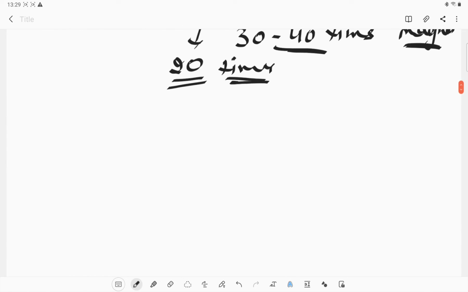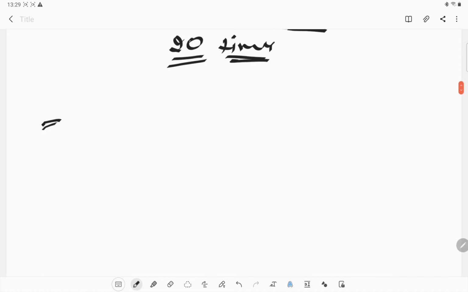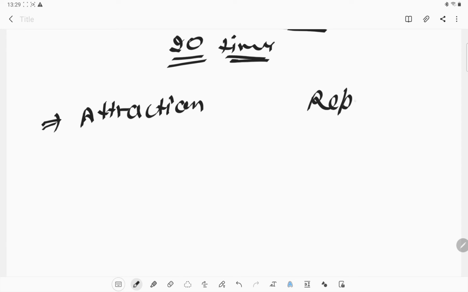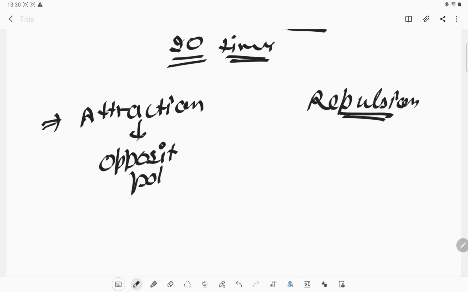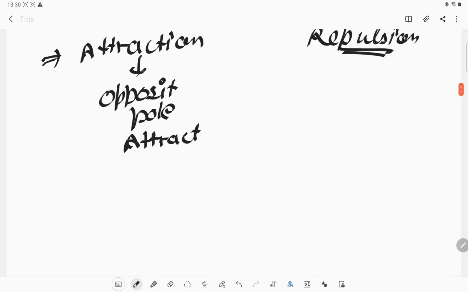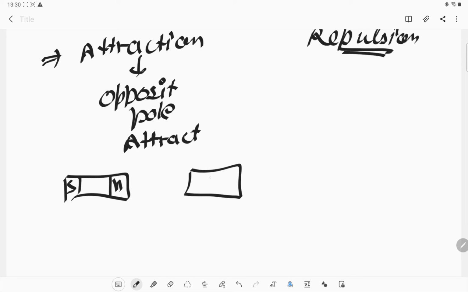What are the other properties of magnets? The other properties are attraction and repulsion. This is the main property of magnets. Like attraction, opposite poles always attract each other. What are opposite poles? This is a bar magnet and this is a second bar magnet. Here is the north, here is the south, here is the north, here is the south.